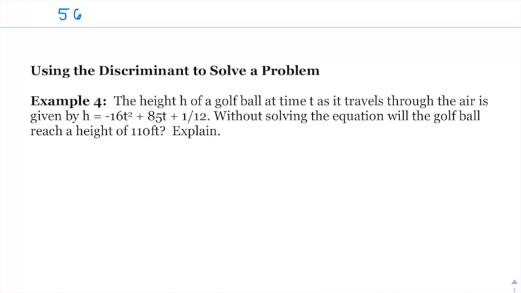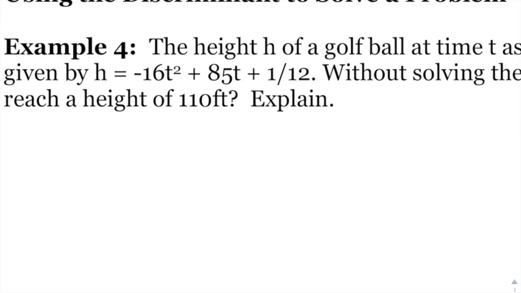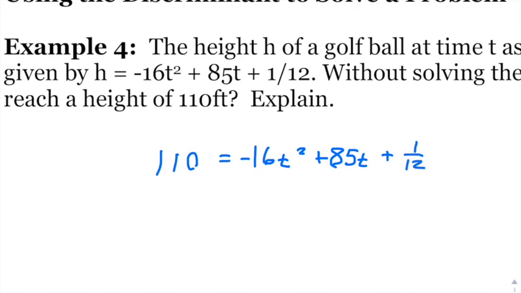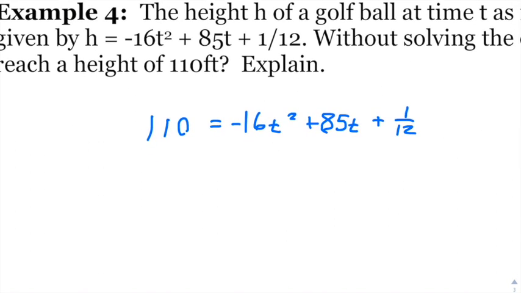So this last one's kind of a weird one. Instead of actually solving it, we're going to use the discriminant to see if something has a solution or not. The height of a golf ball at any given time as it travels through the air is given by this equation. Without solving the equation, will the golf ball reach 110 feet? So we're going to plug in 110, and get all this ready, plus the fraction 1/12, which is kind of like your y-intercept. I guess it's an inch off of the ground.